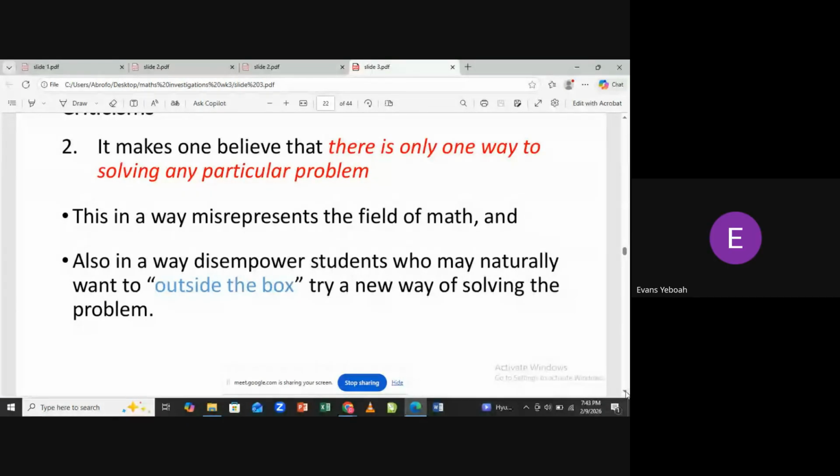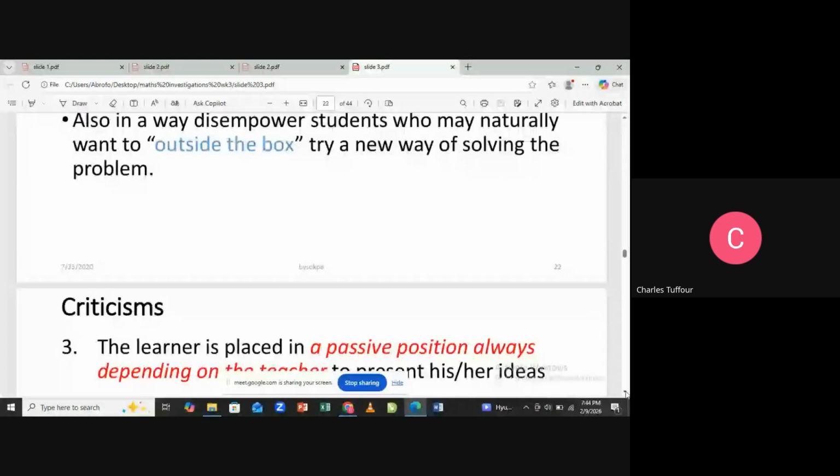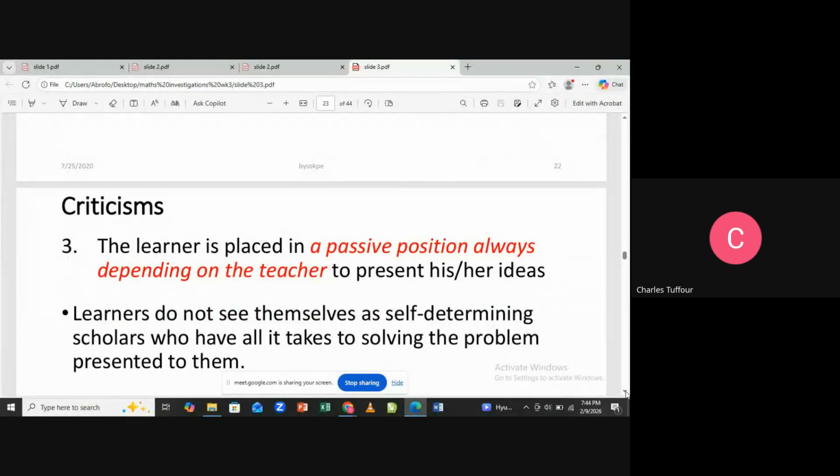Yes, sir. Good. But if you want them to go by what we want them to use, it means that those who want to think outside the box, we are limiting them. So this one makes teaching for problem solving a bit problematic. The learner is placed in a passive position, always depending on the teacher to present his or her ideas. True or false? True. Yes.